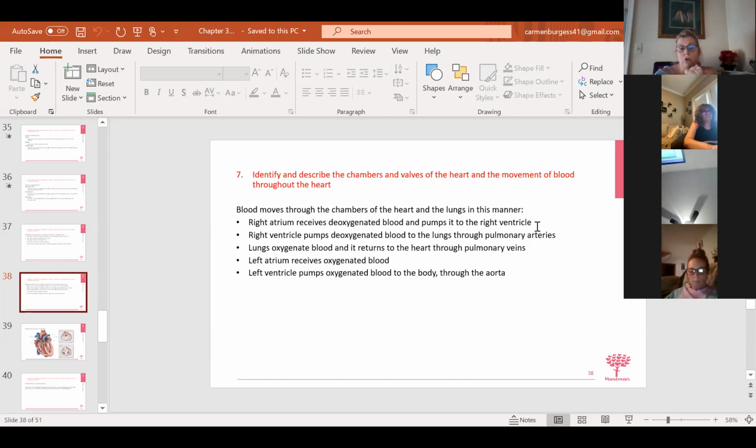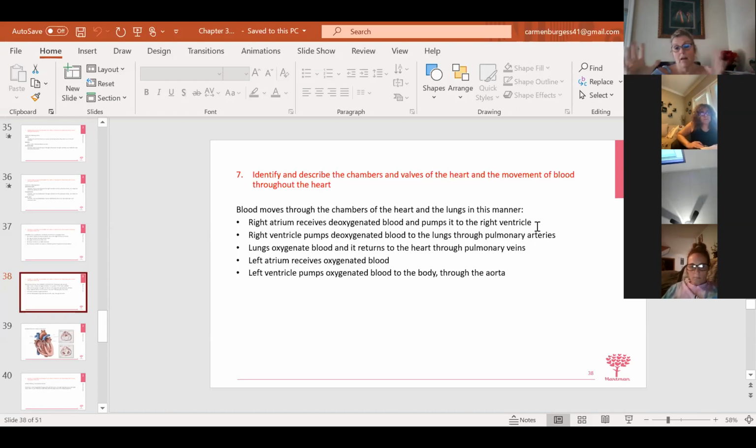And where does the right ventricle pump that blood? So the blood's still deoxygenated, right? And where's it going? It's going to the lungs. How's it getting there? By the pulmonary arteries. So we have this deoxygenated blood. It's brought back to the heart from the superior and inferior vena cava. It's pumped to the right atrium. In that pumping motion, it goes through the valve to the right ventricle. It goes through the valve to the pulmonary arteries, and it goes to the lungs.